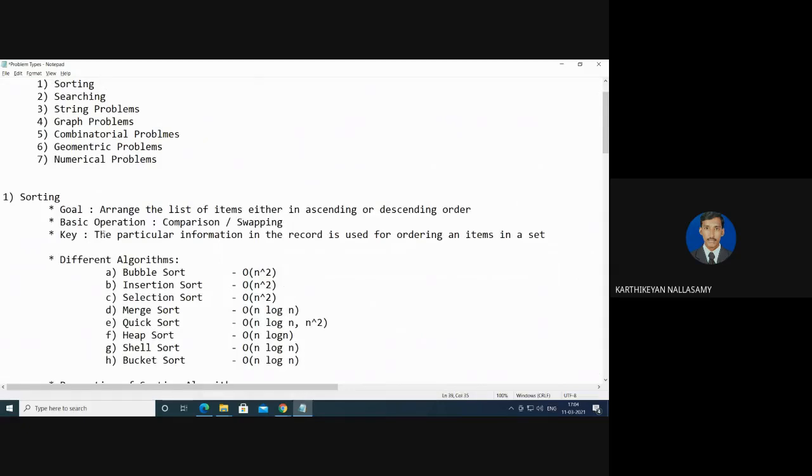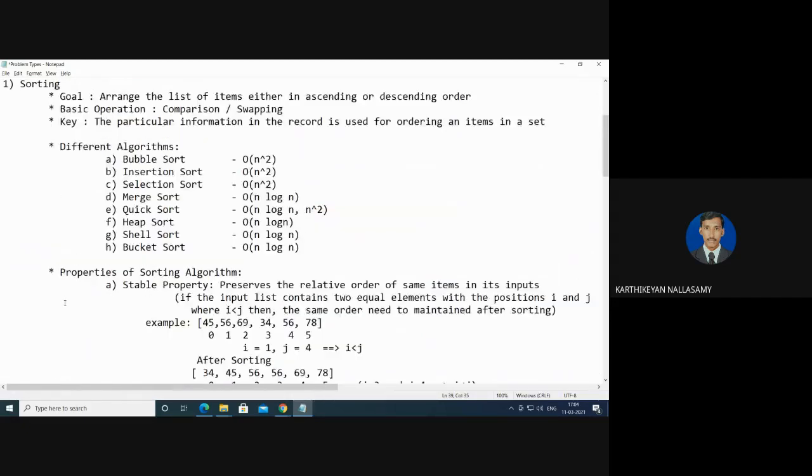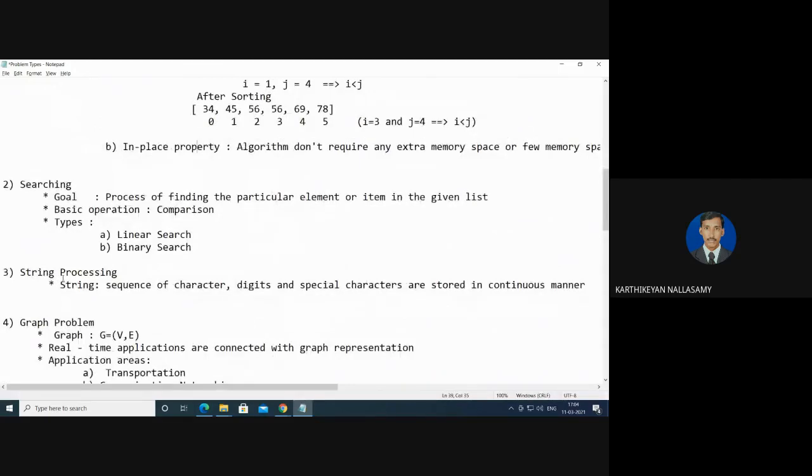So sorting is a major, important area in the computer science field. The second one is searching. Already we know what searching is. Searching means it is a process of finding a particular element in the list. There are two possible outcomes: either the element exists or it does not exist. The basic operation we are using is comparison.